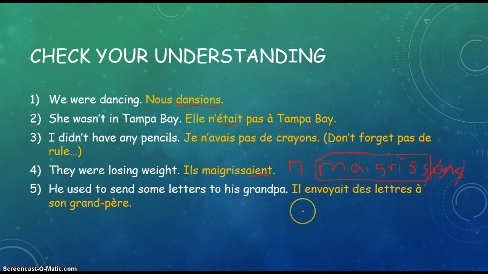Last but not least, number 5, he used to send some letters to his grandpa. The verb is envoyer. Remember, we're using the nous form, so even though it's il, we're not changing the Y to an I. We had nous envoyons. Sorry about my N. We drop our O-N-S, and we're left with this as our stem, and then we apply our imperfect ending. I hope this presentation has helped you to learn how to conjugate correctly using the imperfect verb tense.